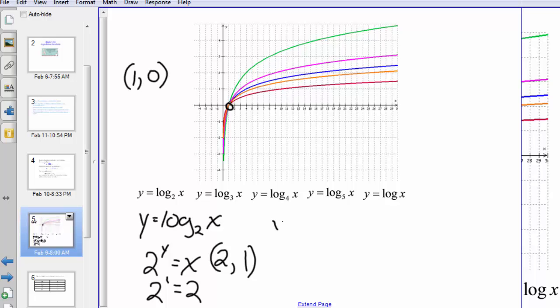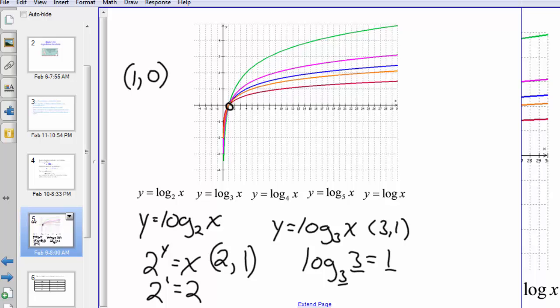If my graph is y equals log base 3 of x, well, log base 3 of 3 is equal to 1, because 3 to the first power is going to result in 3. So log base 3 of x has the point 3, 1, which means that log base 4 of x should have the point 4, 1, and log base 5 should have the point 5, 1, and log base 10 should have the point 10, 1.